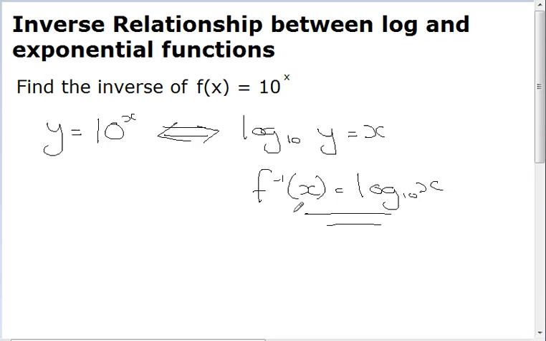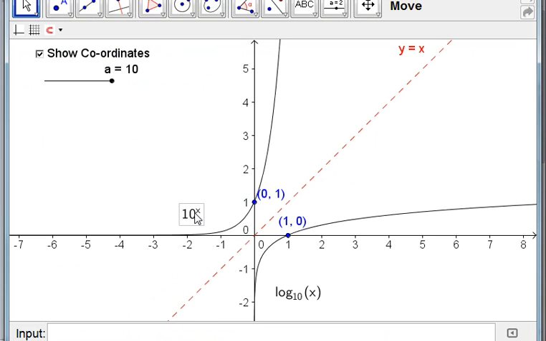So if I show you that on GeoGebra now, then you can see I've got 10 to the power x and log to the base 10 of x, and you can see that they are a reflection in the line y equals x. And also you can see that the input of log to the base 10 of x is the same as the output of 10 to the power x, and vice versa. If I change them, you'll see that happening.